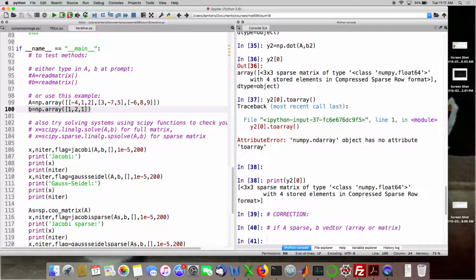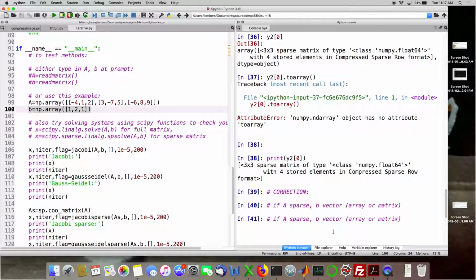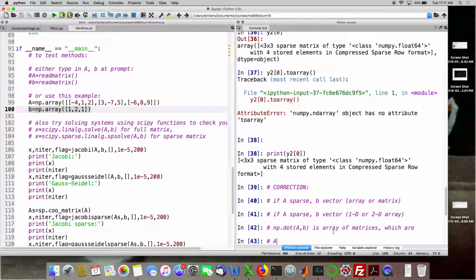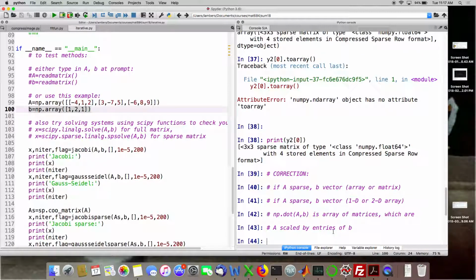All right, so B is a vector, in other words, a one-dimensional array. Actually, let me edit that: 1D array or 2D array. Doesn't seem to matter which one. It seems to be basically an array of matrices which are A scaled by entries of B. It didn't bother adding them. So that seems to be awfully non-intuitive behavior of dot.